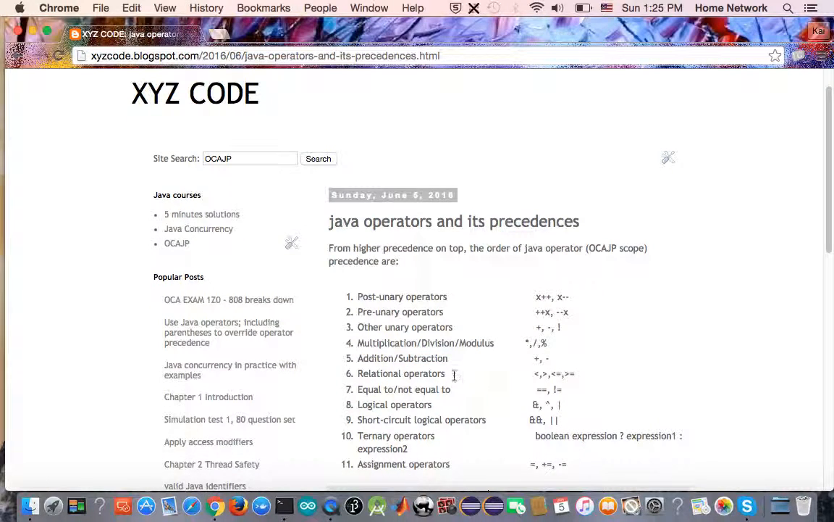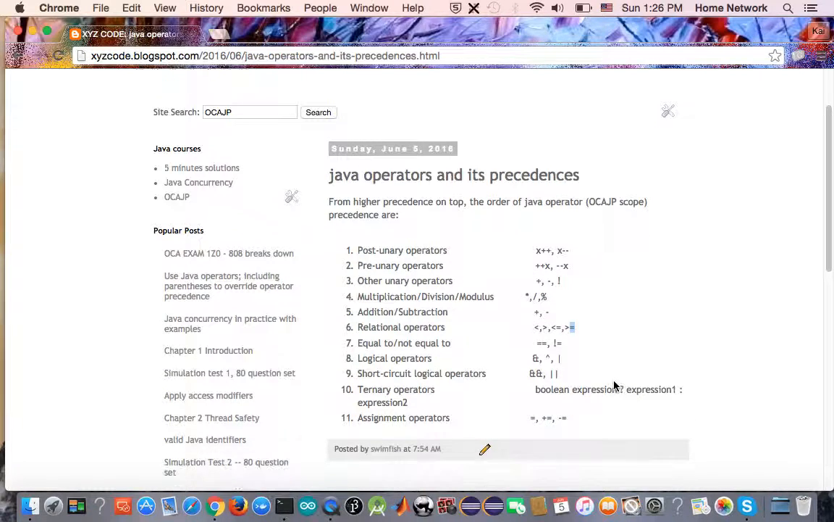Next one on the list is relational operators: below, above, below or equal, above or equal. So 3 below 5 is true. 3 above 5 is false. 3 below or equal 3 is true. 3 above or equal 3 is also true. Next one on the list is equal to, not equal to. 3 equal to 3 is true. 3 not equal to 3 is false.